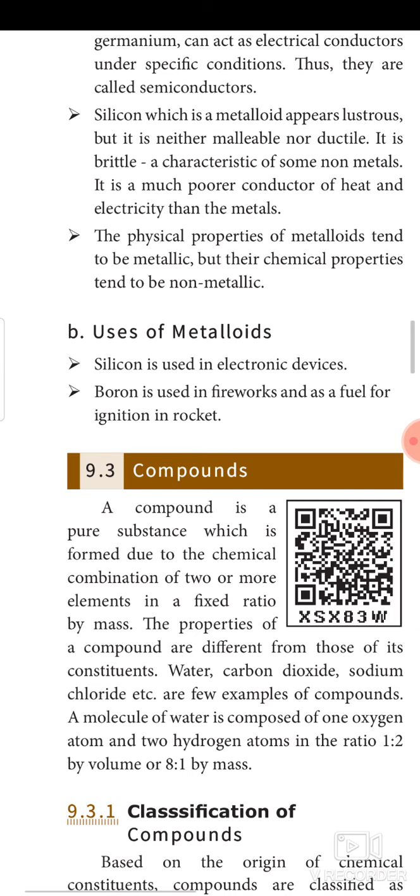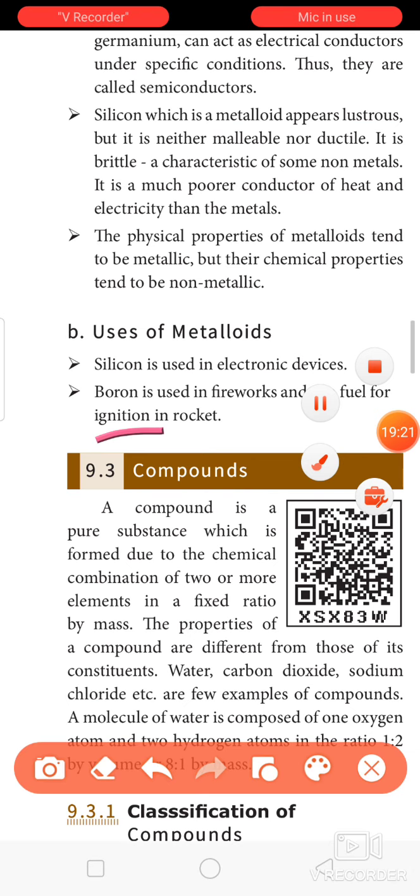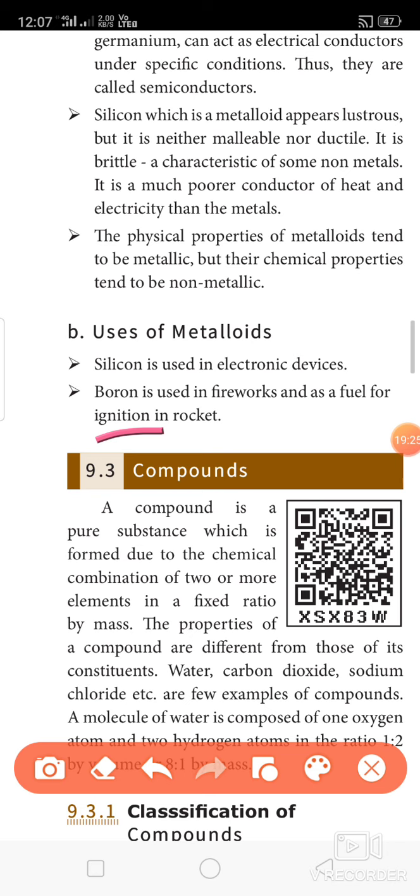Boron is used in fireworks and as fuel for ignition in rockets. Making something start to burn is known as ignition. What do you mean by ignition? Making something start to burn is known as ignition. So till now we have come to know what metals, non-metals and metalloids are, their properties and their uses. Next we need to learn about compounds. We shall see it in a separate video.